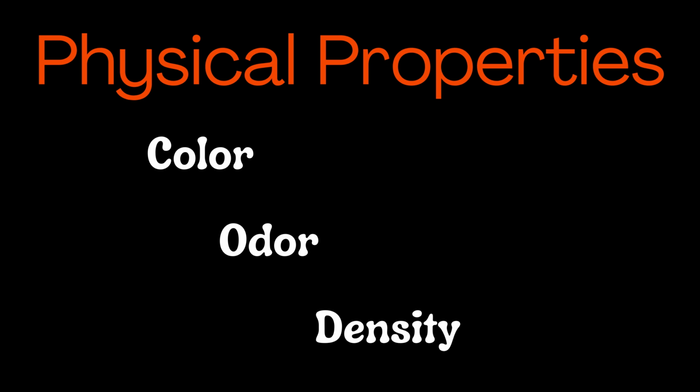Physical properties. Physical properties are characteristics that can be observed or measured without changing the substance's identity. These properties help us identify and classify matter. Key physical properties include color, the visual perception of the wavelength of light reflected by the substance.